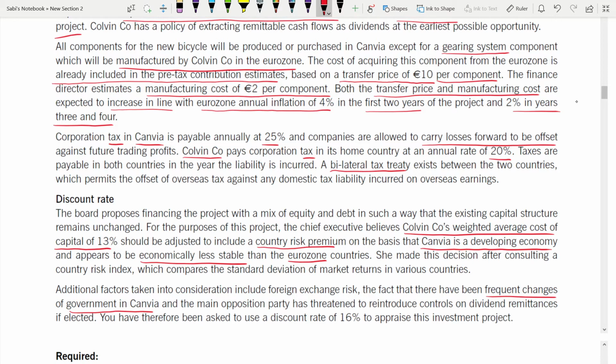So what did the opposition party do? To reintroduce controls on dividend remittances. What we saw before, that they have this policy of remitting as early as possible wherever they get the opportunity. But now if the new government, the opposition party, comes, then it will be a problem for the company. They cannot impose that policy because they are going to put control on the dividend remittances if elected. You have therefore been asked to use a discount rate of 16% to appraise this investment project. So now when you do the net present value, not 13%, you have to use 16% as your WACC. Now do you understand?